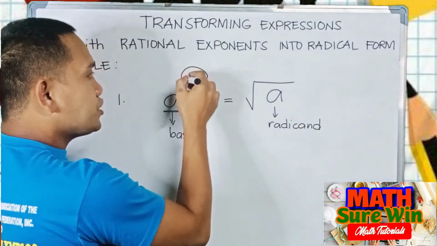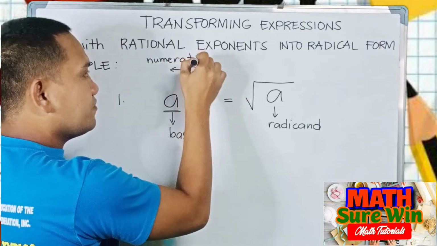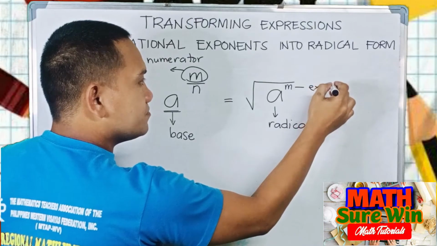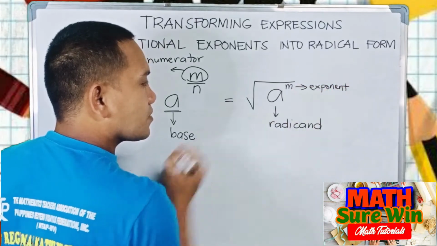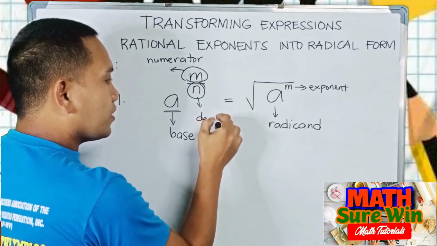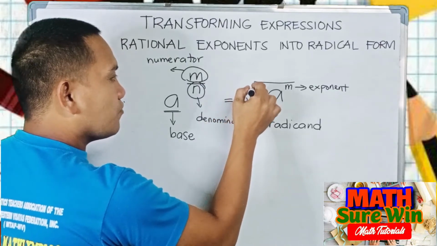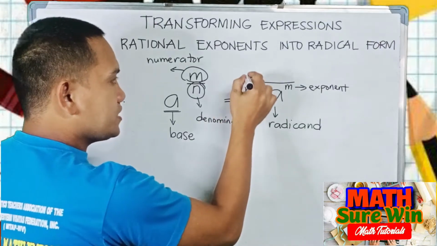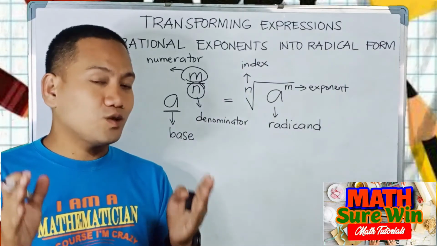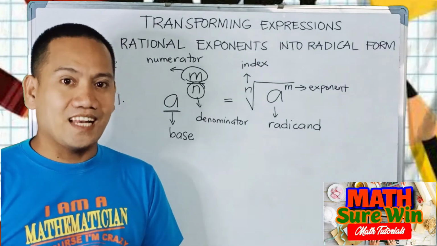While m, which is the numerator of our rational exponent, will serve as the exponent of our radicand. And our n, which is the denominator of our rational exponent, will be the index of our radical expression. So this is our index. So this is how to write the expression containing a rational exponent into radical form.